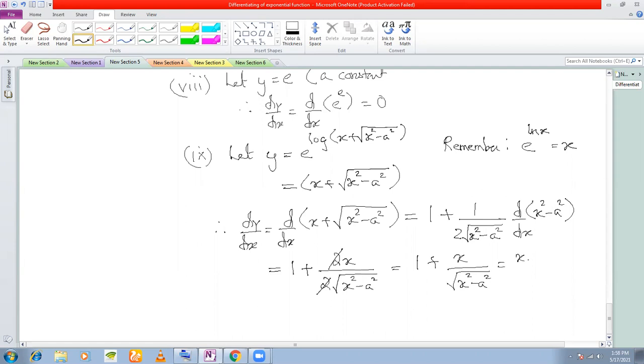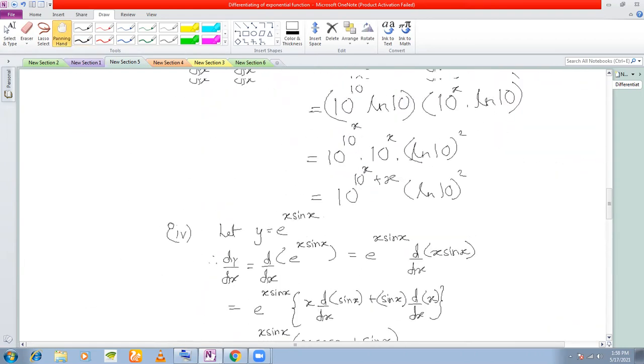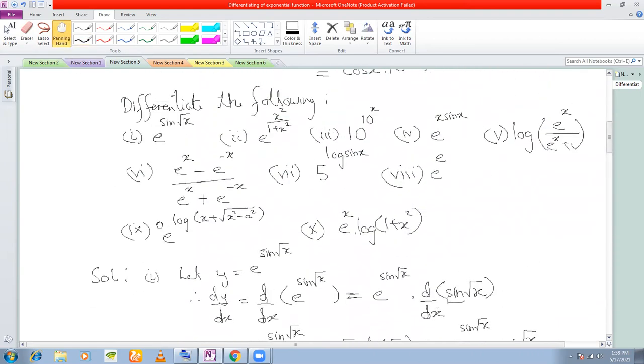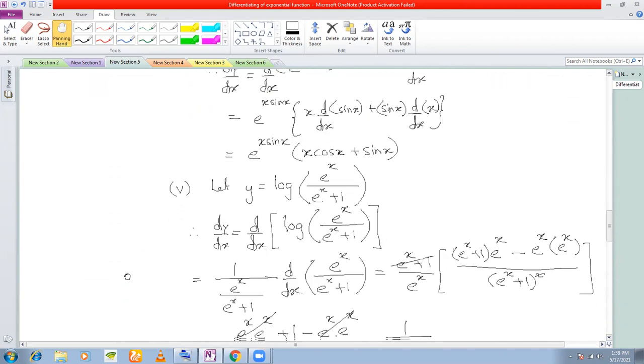and that is your answer. Or you can express this as x plus root x square minus a square by root x square minus a square. Okay, either way. And the last problem from this set is e to the power of x log of 1 plus x square.